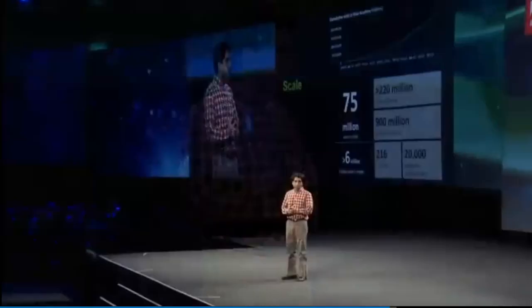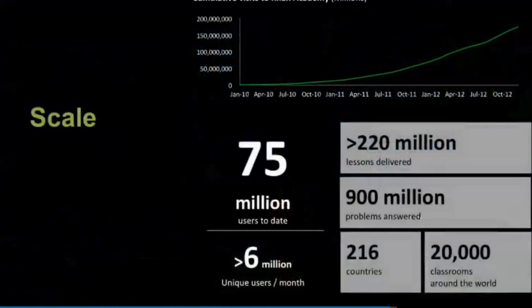So just to give a snapshot of where we are now, we've reached 75 million unique students since this adventure began. The numbers are now 240 million videos have been watched. We actually just crossed our billionth exercise. I know the slide says 900 million, but our billionth exercise was literally a couple of weeks ago. We're being used in 20,000 classrooms. And what you saw now is just the videos.